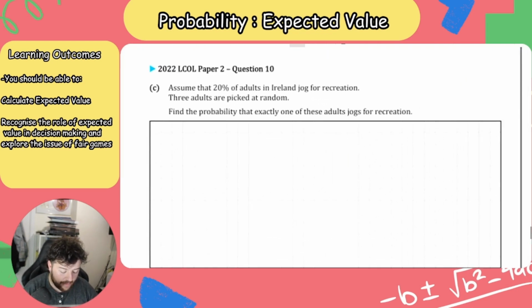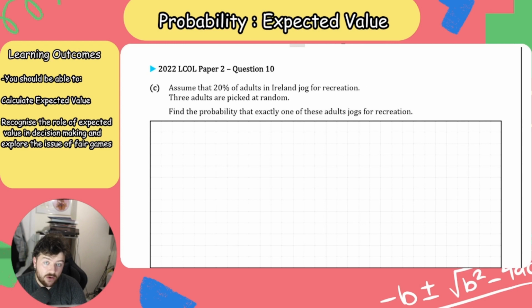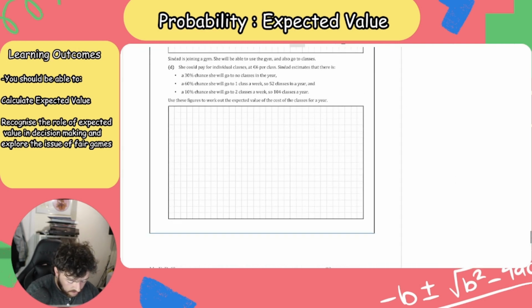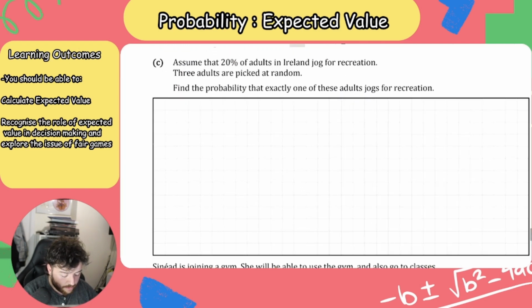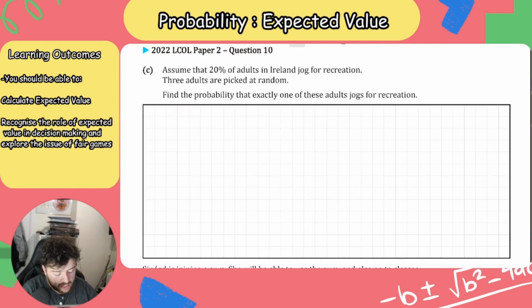So let's have a look at a past paper here. This is 2022. Assume 20% of adults in Ireland jog for recreation. 3 adults are picked at random. Find the probability that exactly one of these adults jogs for recreation. This is a 2-part question, so it's going to lead into something else. So 3 adults are picked, and exactly one jogs.